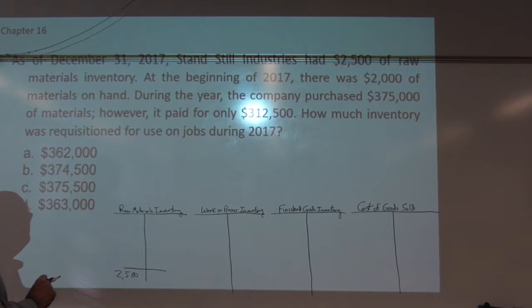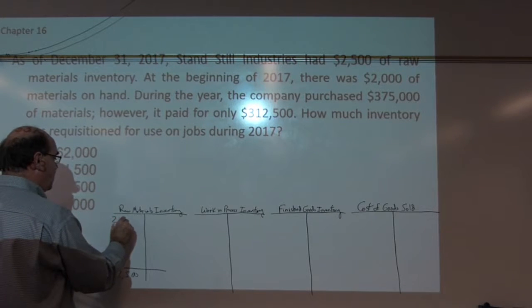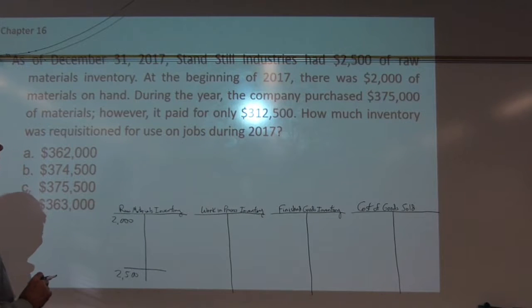Then I say, what's my next piece of information? Well, there's $2,000 materials on hand at the beginning of 2017. So that's how much material I had at the beginning of the year. So that's my beginning inventory. Then they tell me I had some purchases. Well, I purchased $375,000 materials. However, it only paid for $312,500.